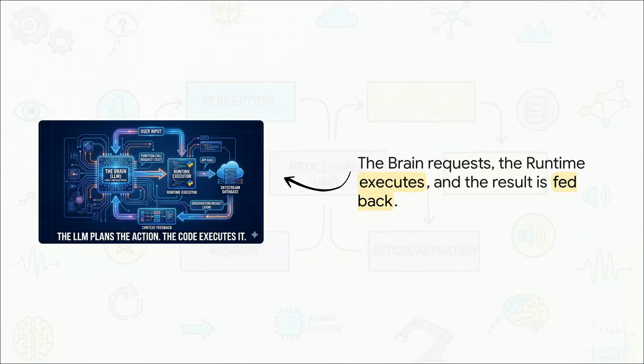And here it is, the whole system in one diagram. This is the cybernetic loop in action. The user input goes to the brain. The brain outputs a plan, which is really just a request to call a function. Your code, the runtime executor, handles the actual execution, calls the API, gets a result. That result is then fed back as a new observation, and the loop just continues until the job is done. This is the core engine of an AI agent.